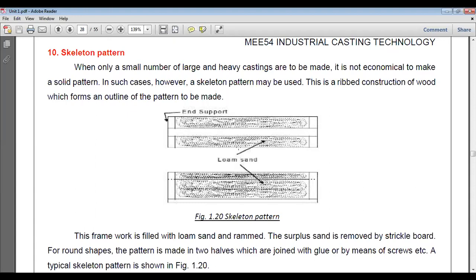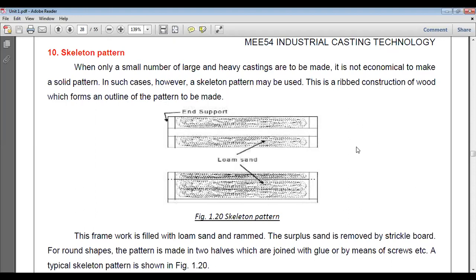So skeleton patterns are the patterns that are made up of ribs and reinforcements, and they don't have solid pieces and they don't have solid material. Skeleton patterns are used for large and heavy castings. At the same time, they are made up of ribbed construction of wood, which forms an outline of the pattern, or reinforced material, or ribs, or we can say structural materials.